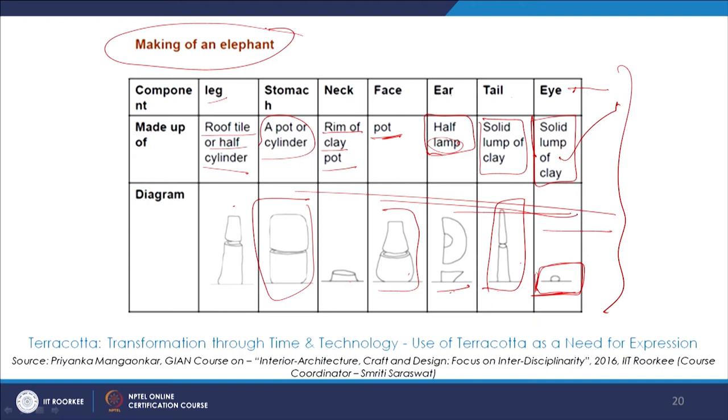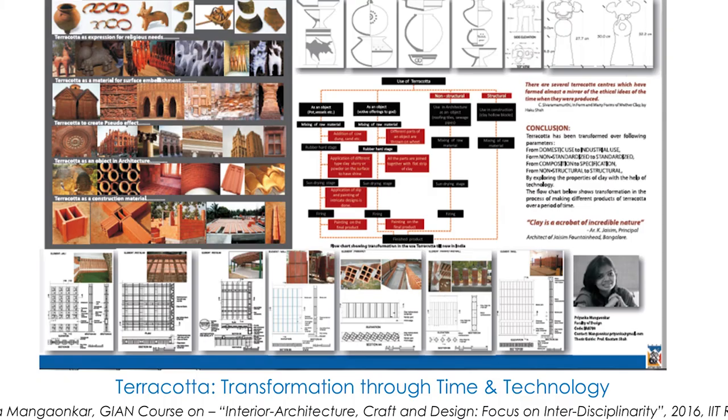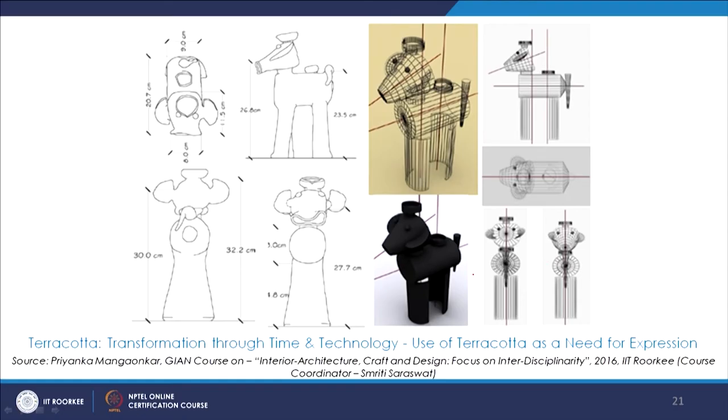So again, understanding the material, the components, the system, the making, associations, relationships between form and function. This is how we are understanding terracotta and how it was used as a need for expression. Some more drawings and the methods, how it is created. And terracotta used as a need for expression.